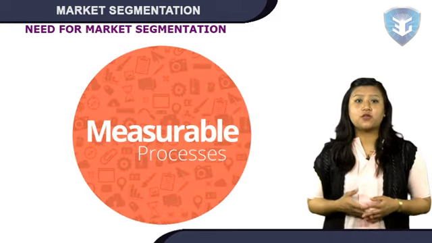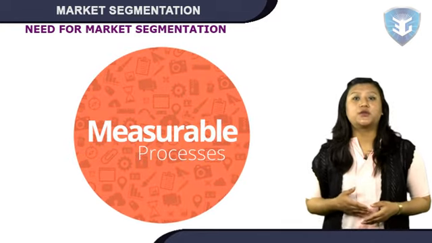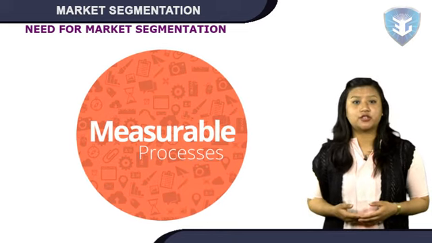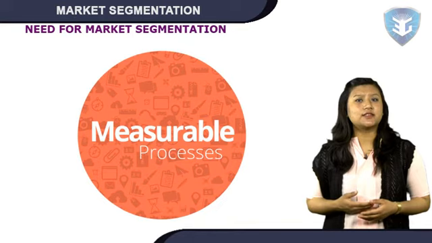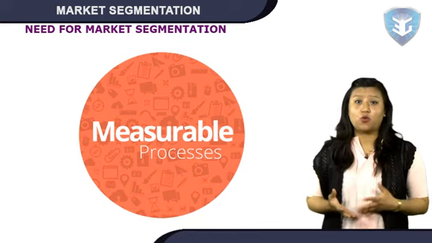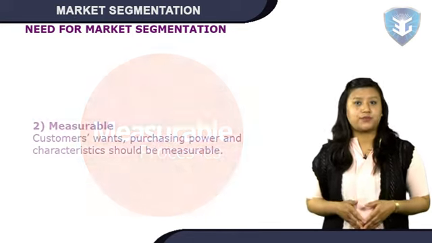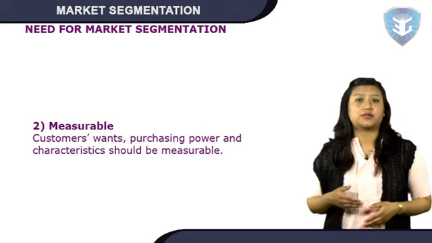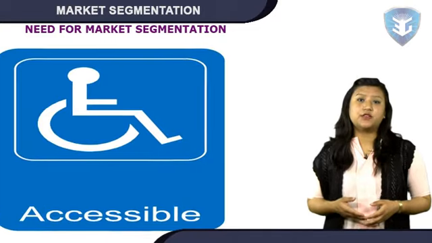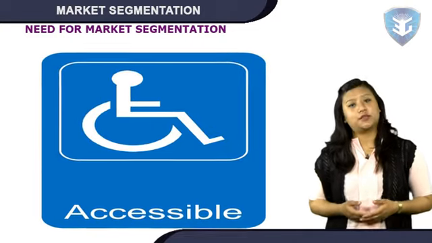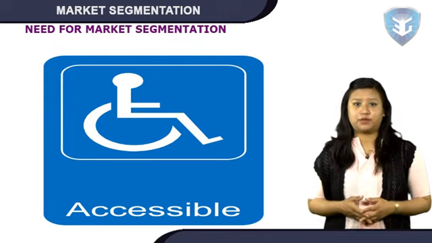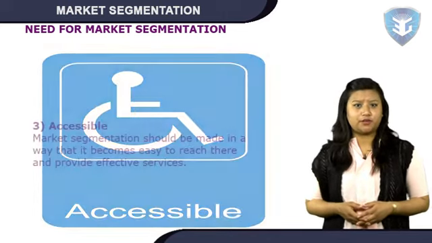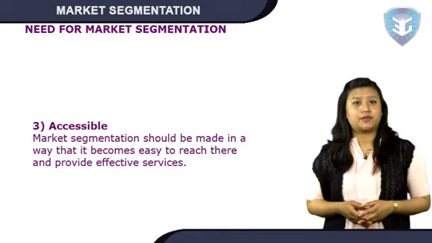The market should be divided on the basis of purchasing power, purchasing purpose, purchasing habit, lifestyle, living style, gender, religion, place, etc. While dividing the market, the customers having some wants and characters should be grouped together. Measurable: customers' wants, purchasing power and characteristics should be measurable. Besides, the information necessary for market segmentation should also be easily available. Customers' income, age, gender, etc. can be easily available.